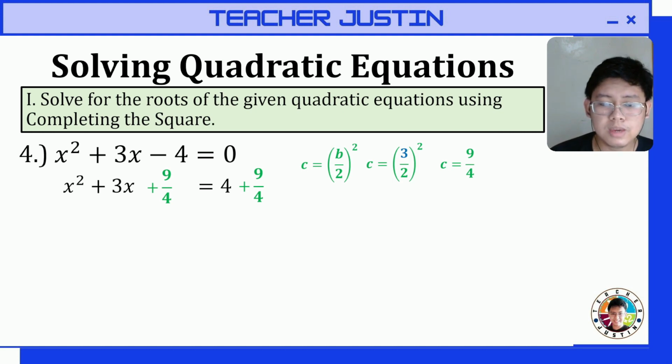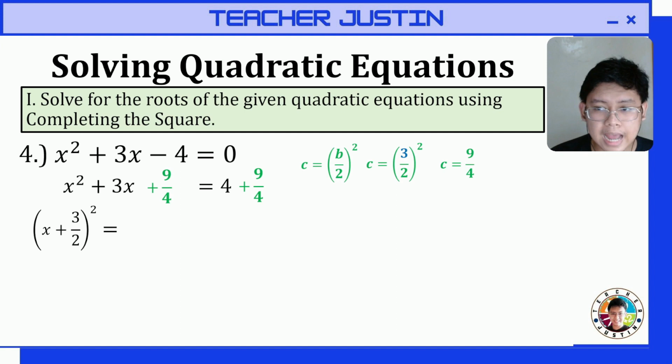Yung left side of the equation natin, which is x squared plus 3x plus 9 over 4, we have to factor it using factoring perfect square trinomial. So, express natin siya into the square of x plus 3 over 2. Okay? Tapos, it is equal to 4 plus 9 over 4. Add natin yan. That will give us 25 over 4.